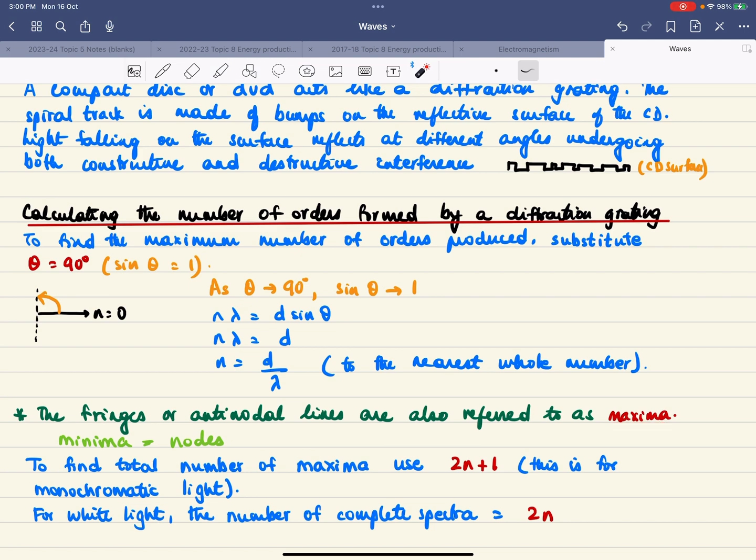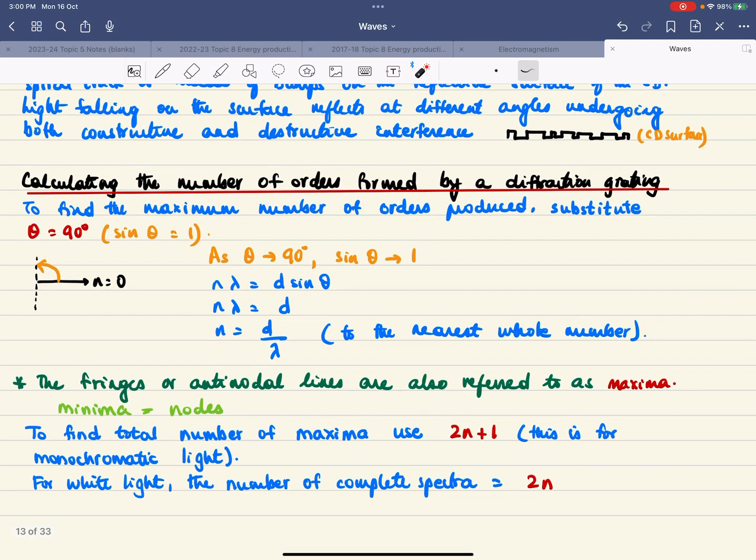Now the fringes or antinodal lines are also referred to as maxima, and minima is another word that's used for nodes. To find the total number of maxima, use 2n + 1, because this is for monochromatic light. For white light, the number of complete spectra is 2n, because you've got fringes on either side of the central antinodal line.